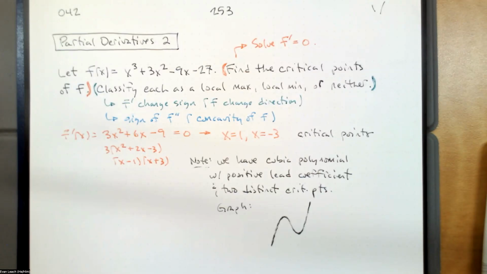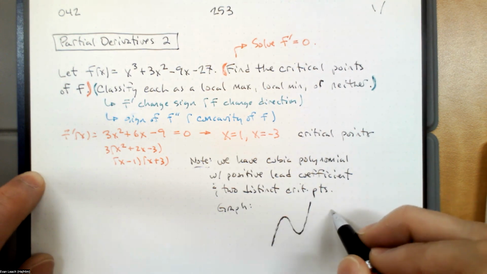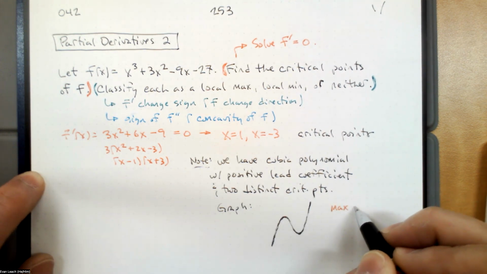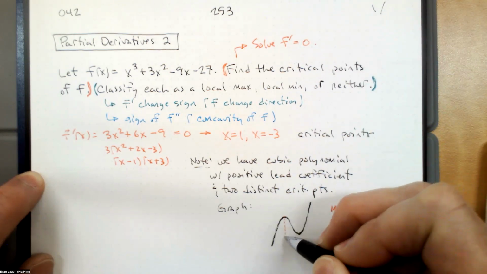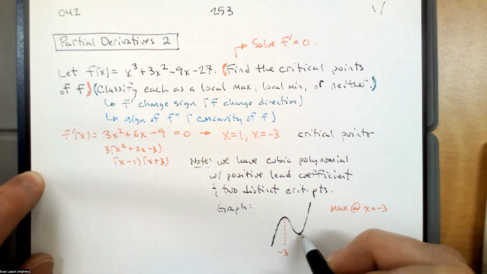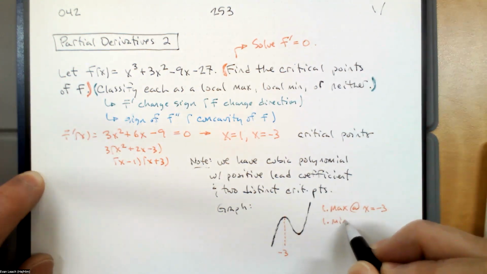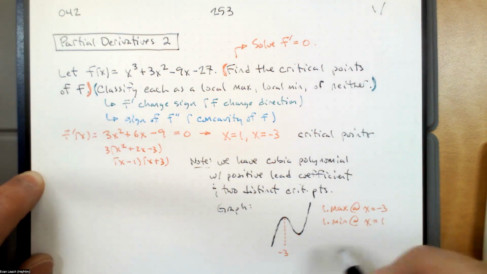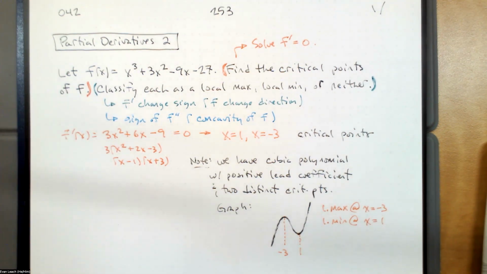This is just looking at the zeroth derivative. So we can see that there's a local max at x equals -3 and a local min at x equals 1. This is all just based on the zeroth derivative. We know what's going on because of the polynomial.